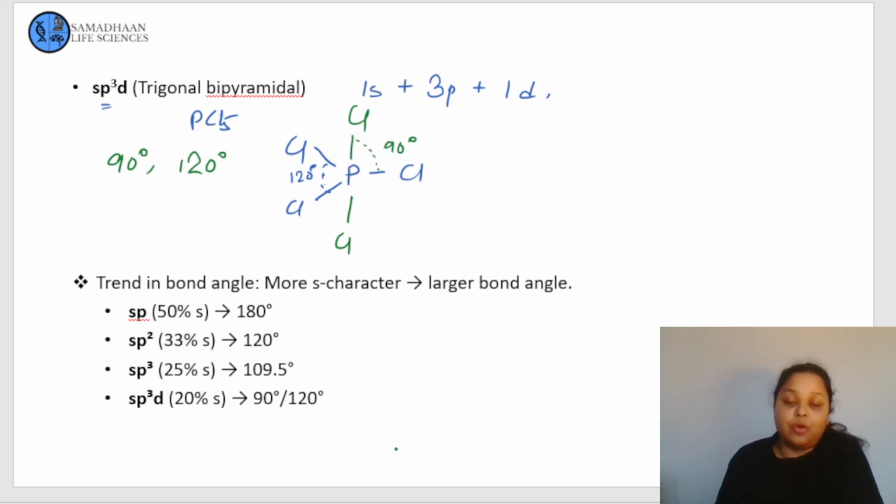Okay. So from all the hybridizations, we can see that if we change the hybridization of the central atom, the bond angle value changes. In total, we can say that if we increase the percentage of s character, then the bond angle also increases. Okay, so this is important. You have to remember these bond angle values for your exam.